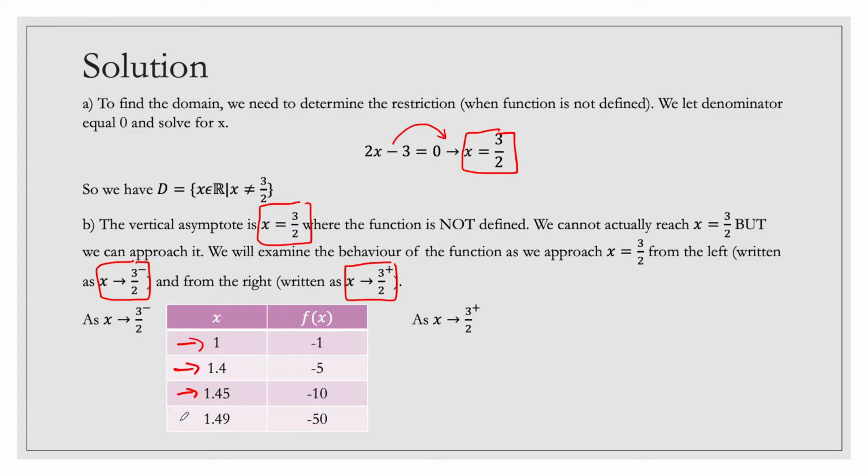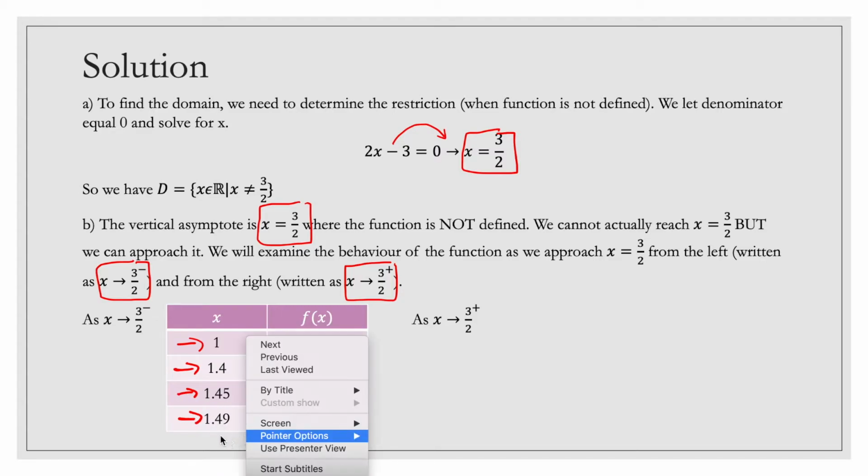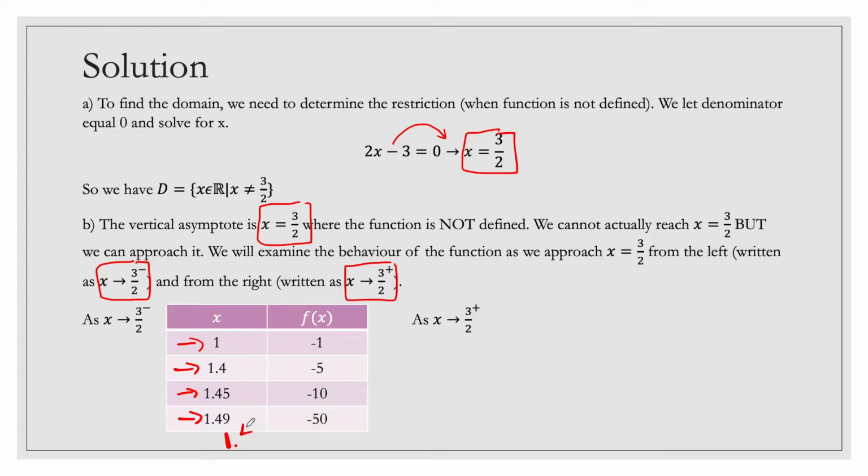And then, of course, if I sub in a value that is even closer to 3 over 2, which is 1.49, I get -50. So just for fun, I want you to try to sub in a value of x that is even closer to 3 over 2 than 1.49. So we can try 1.499. If you don't mind taking this time, if you have a calculator, just quickly sub in 1.499 into the rational function that was given and tell me what the value of f at x is.